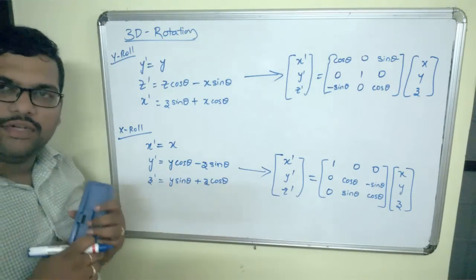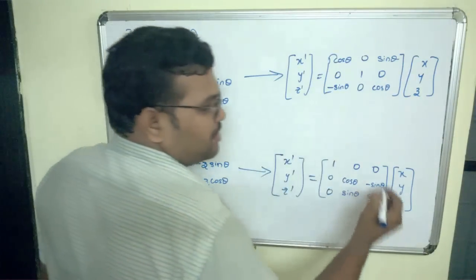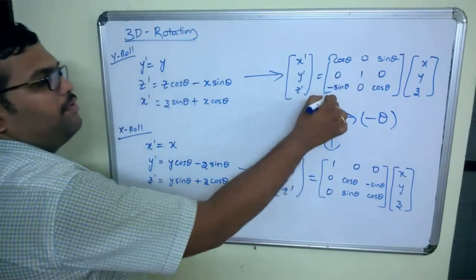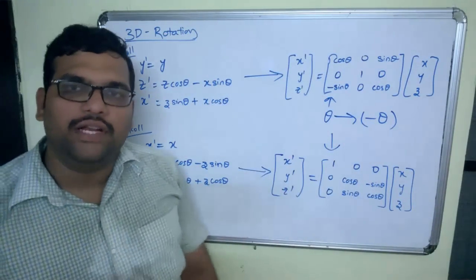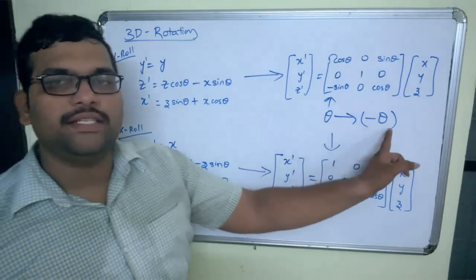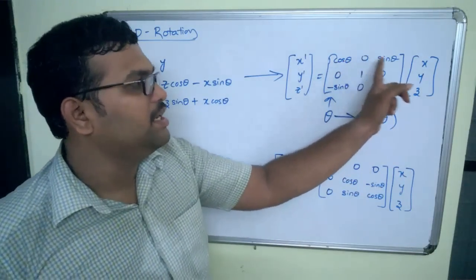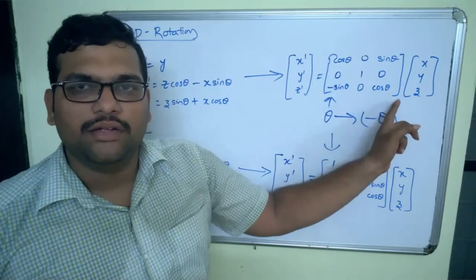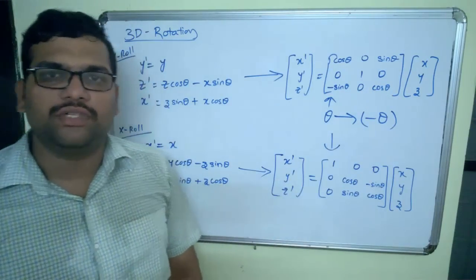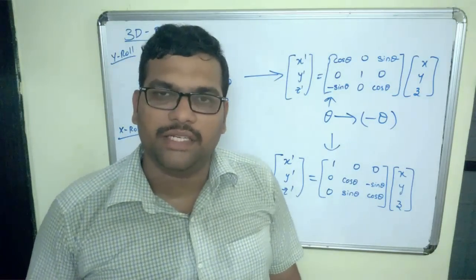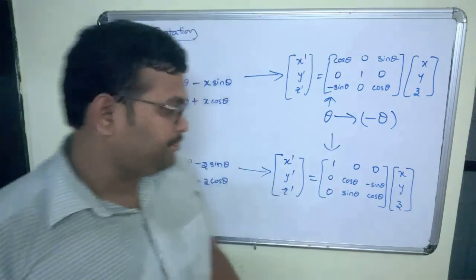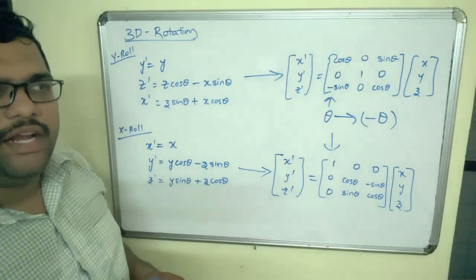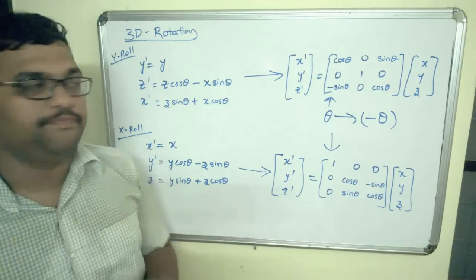So if it is a clockwise rotation, just replace theta with minus theta in every formula. In x roll, y roll and z roll, replace the theta with minus theta, so that here cos of minus theta, sin of minus theta, minus sin of minus theta, cos of minus theta. So we all know that cos of minus theta is equal to cos theta, and sin of minus theta is equal to minus sin theta. So automatically the formula will be changed for clockwise rotation. So by default the rotation will be anti-clockwise.